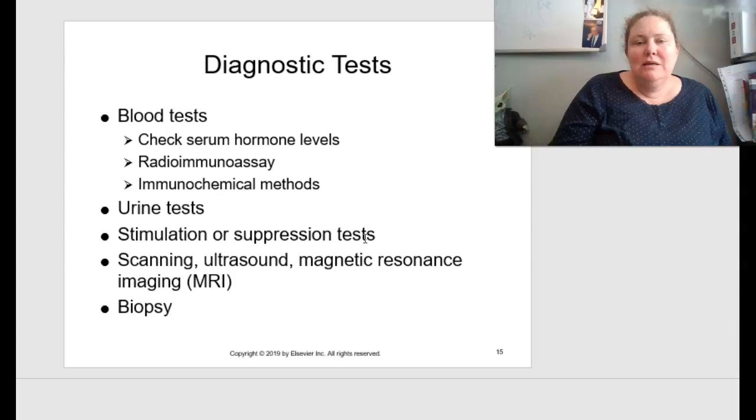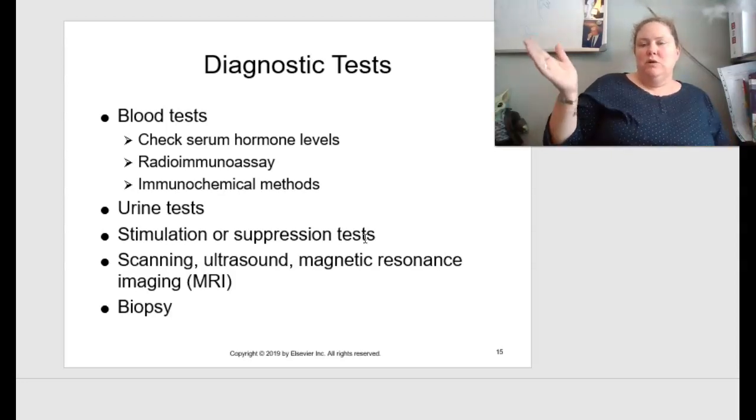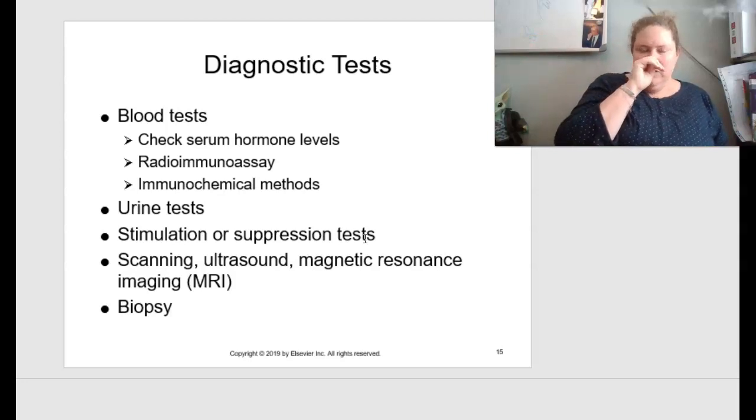So how would we diagnose this? Well, we can use blood, urine, scanning, stimulation, biopsies, right? When we're looking at blood tests, what we're really going to be looking for is to check those serum hormone levels, so that we can see just what our baseline is. If it's above the normal base, then we know that we're overproducing. If it's under, then we know that we're underproducing. You could also do a radioimmunoassay.